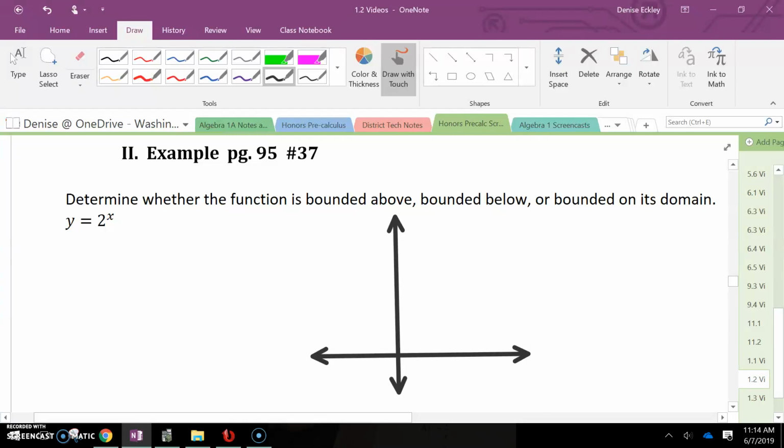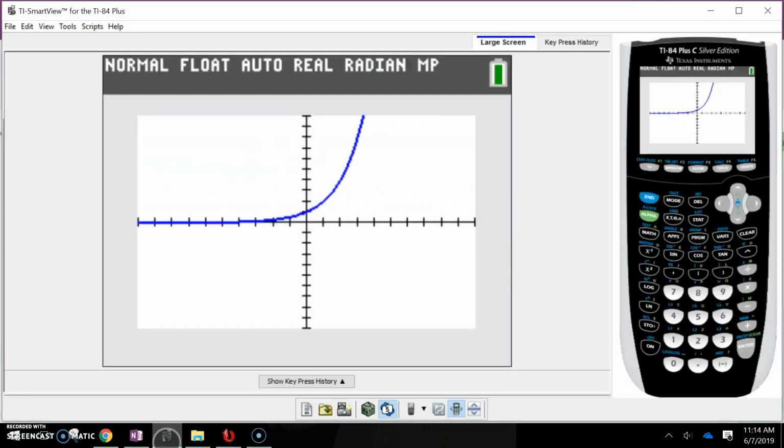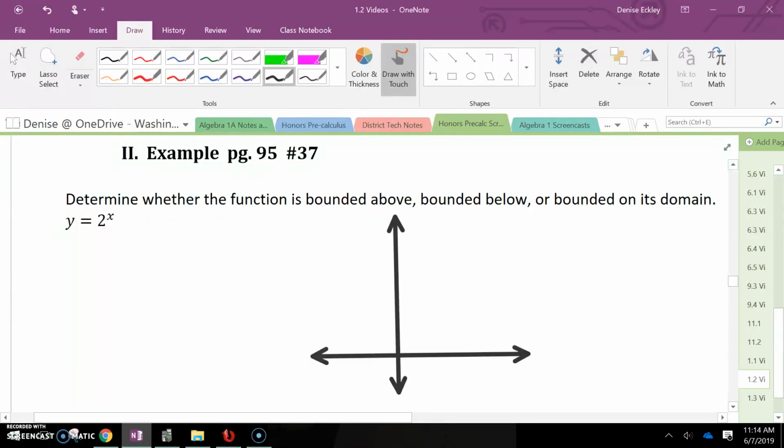Page 95, number 37. Determine whether the function is bounded above, bounded below, or bounded on its domain. And the function we have is y equals 2 to the x. So the picture of that function looks like this. It's an exponential growth equation. So sketching it here, it's going to look like that.